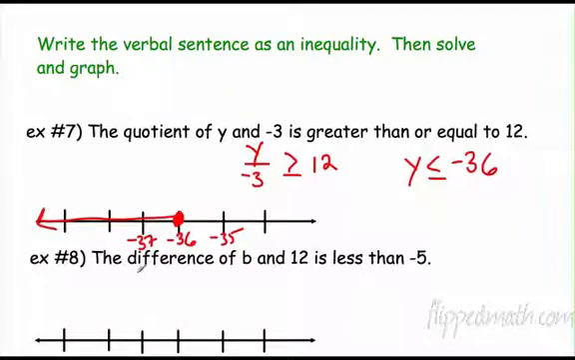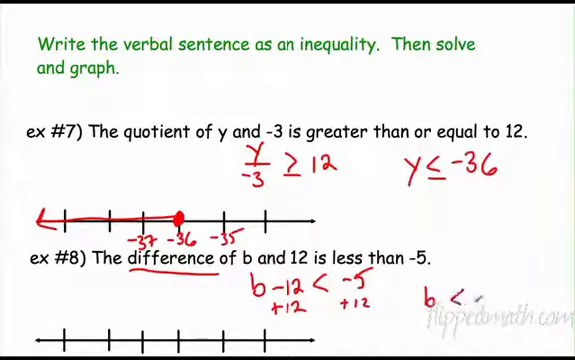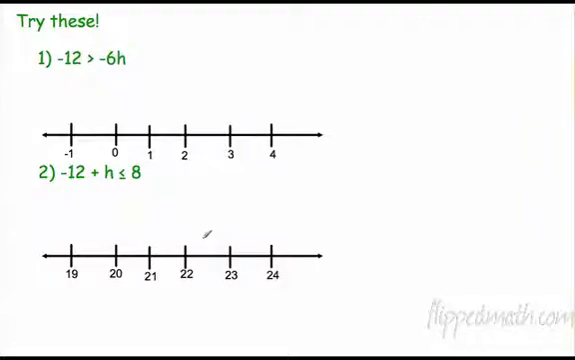All right, down here, difference. Difference means subtraction. So b minus 12 is less than negative 5. So I add 12. So b is less than 7. So 6, 7, 8. Open dot. I want all the numbers less than. Goes that way. All right? All right. Pause the video and you try these two, and then we'll see if you got them right.